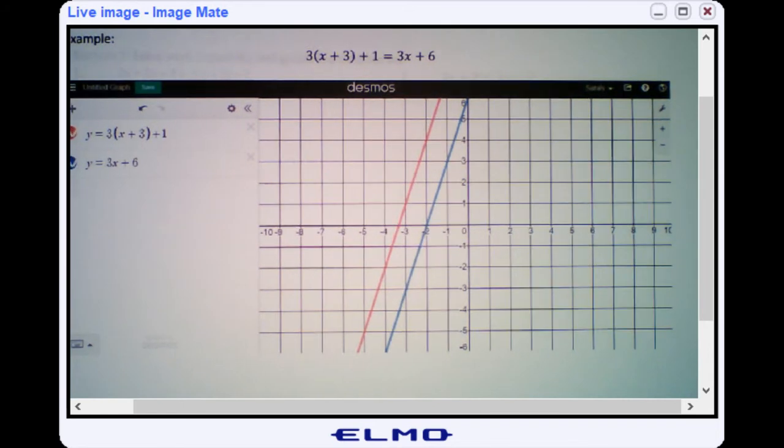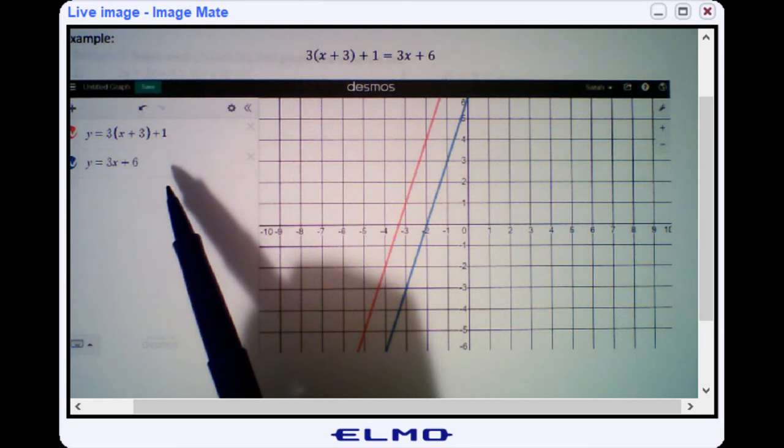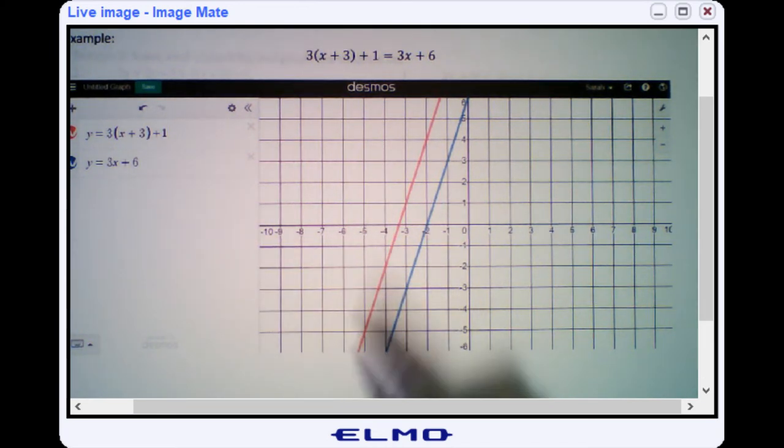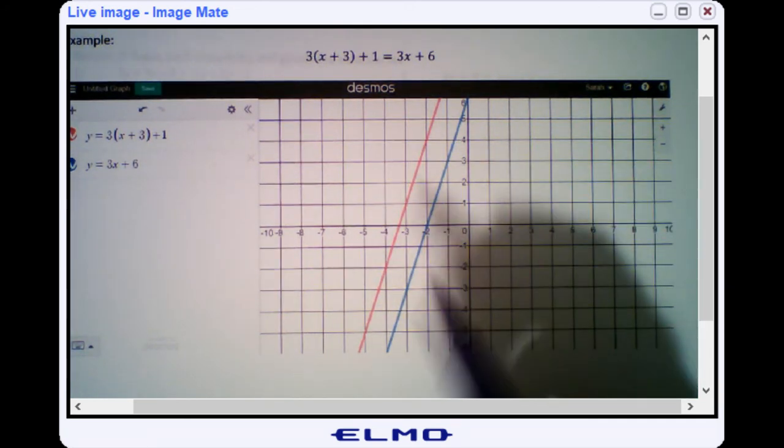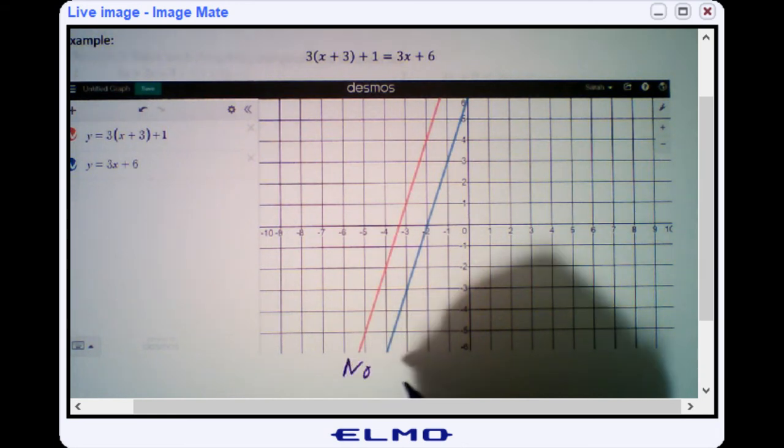If I have 3 times the sum of x and 3 plus 1 equals 3x plus 6, you can see I type in the left side in line 1, type in the right side in line 2, and then it graphs it for me. And I look at these lines, and they will never intersect. They're parallel. Since they're parallel and they never intersect, they're never on top of each other, there's going to be no solution.